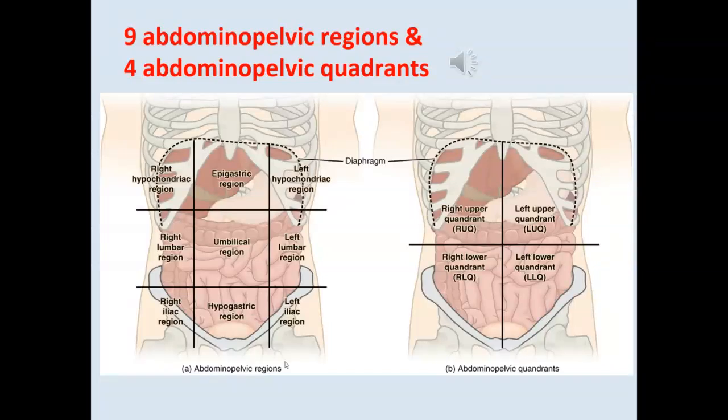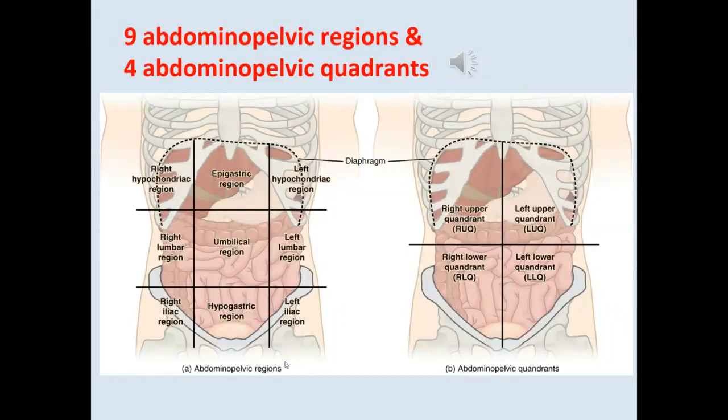If you're describing the location of pain and tenderness in the patient's abdominopelvic area, you would probably use quadrants. You'd say the pain and tenderness is in the right lower quadrant or something. What would that probably be? Appendix? Yeah, that's where the appendix is, in the right lower quadrant. But these regions, we need to learn these.